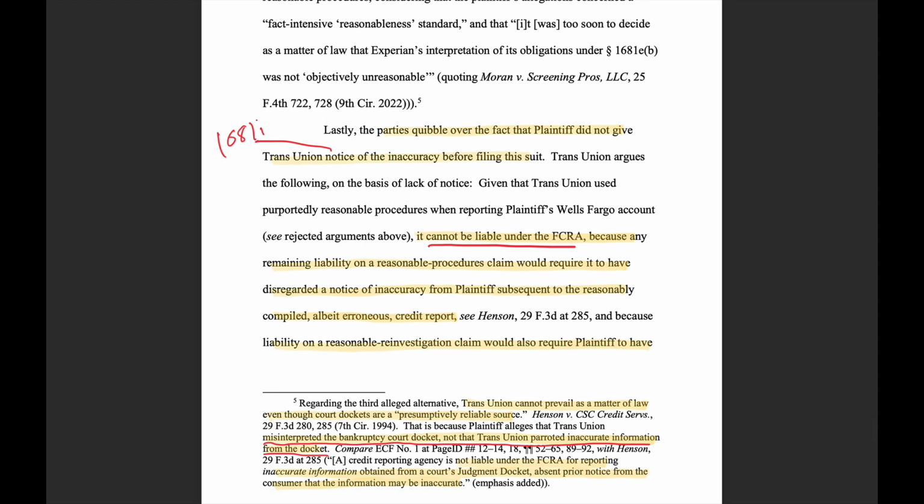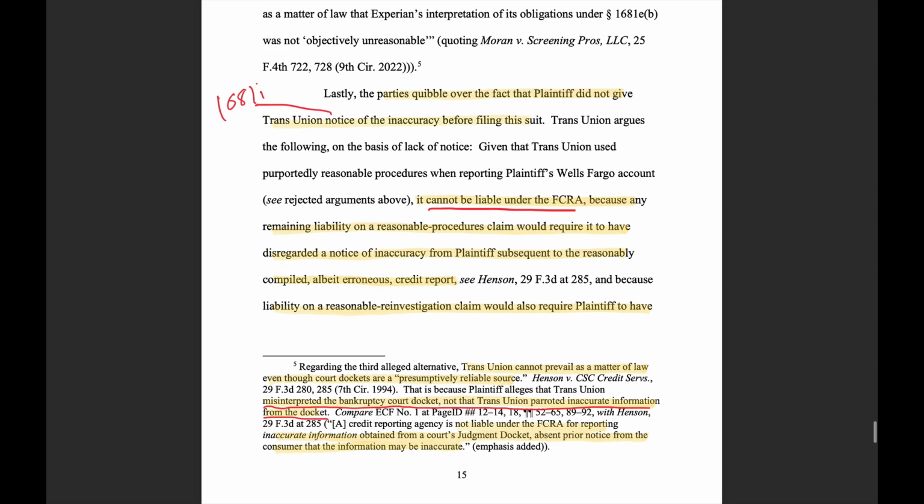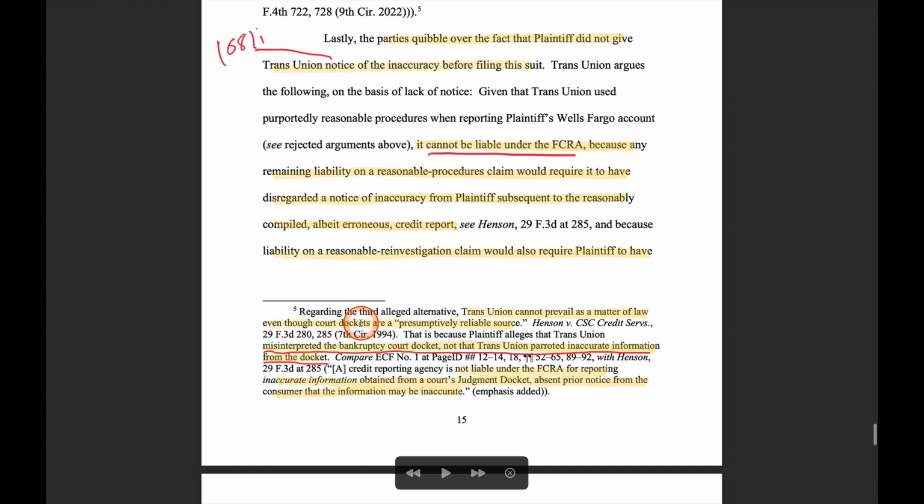And so the test is, has there been a plausible pleading or plausible allegation that you guys at TransUnion violated Section 1681e(b), the reasonable procedures for maximum accuracy? And here's a little footnote. Third alternative, TransUnion cannot prevail as a matter of law, even though court dockets are presumptively reliable.